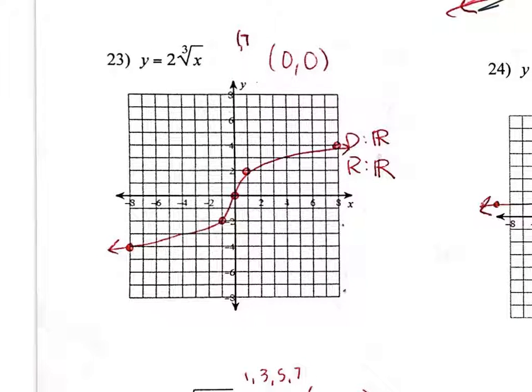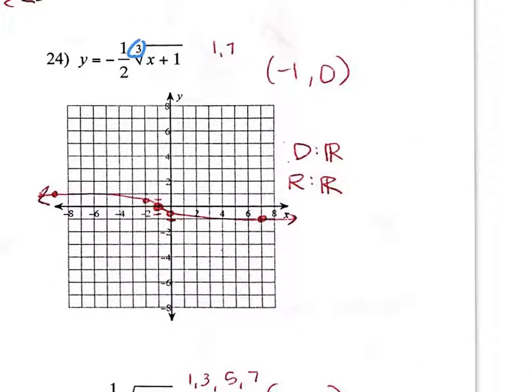Question 23, again, my starting point is 0, 0. This time I noted for myself that the pattern was 1 and 7 both directions. And my slope is 2, so I'm going to go up 2 over 1, up 2 over 7, down 2 backwards 1, down 2 to the left 7. And because I have arrows on both sides, that's going to give me all real numbers for both domain and range.